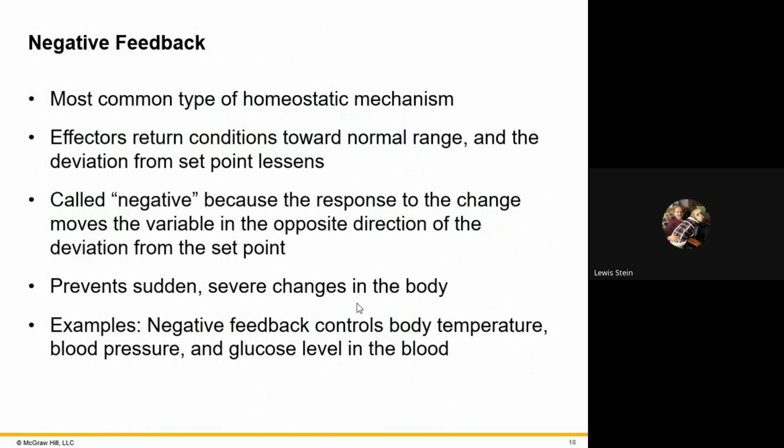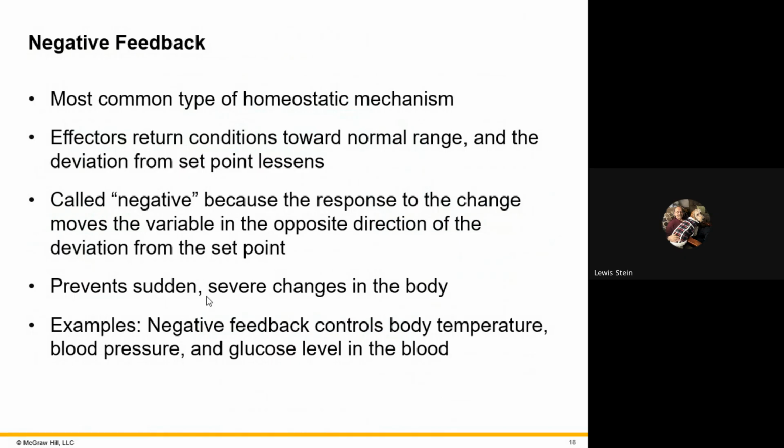So, I mean, that's the name everybody uses. However, it helps you to remember it. And again, this is really the best statement. Prevents sudden changes. Sudden changes are bad.